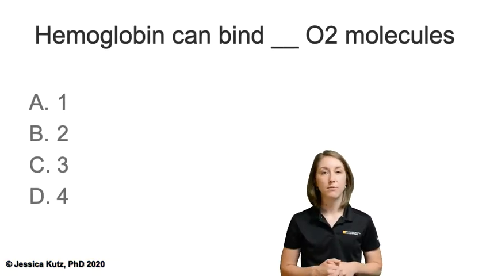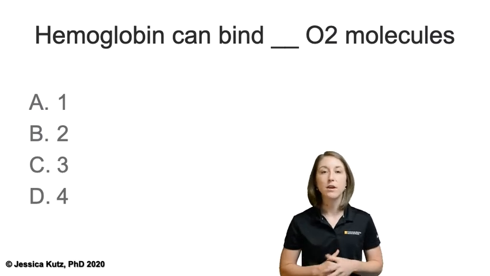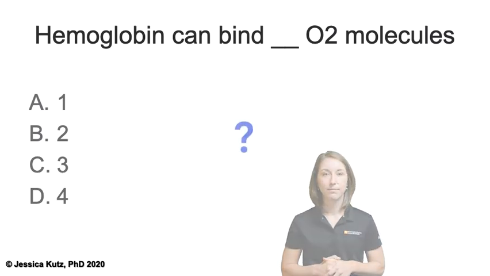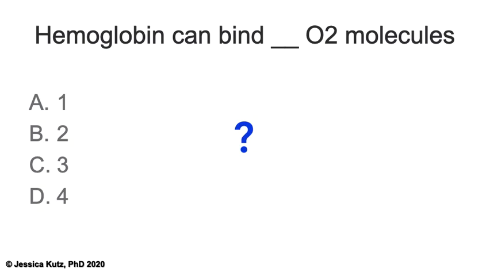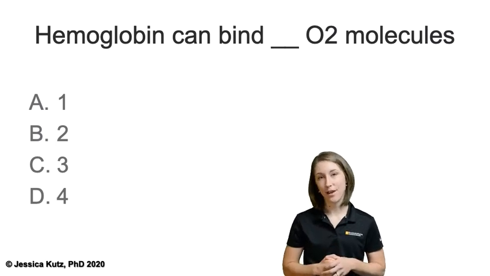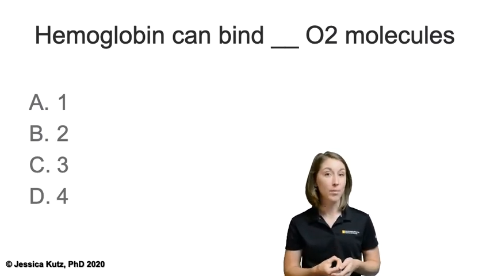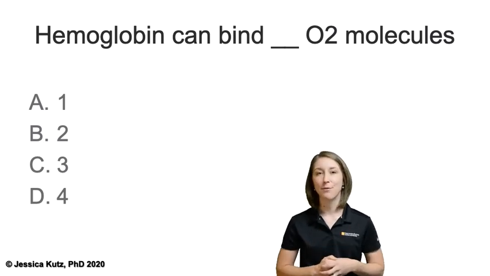A practice problem from the last video. How many oxygen molecules combine to one hemoglobin molecule? Hopefully you answered 4. That's the correct answer. And maybe you were thinking in your head, yep, they're going to bind using cooperative binding, and you'd be able to explain what that was.